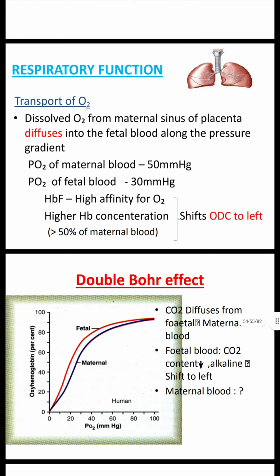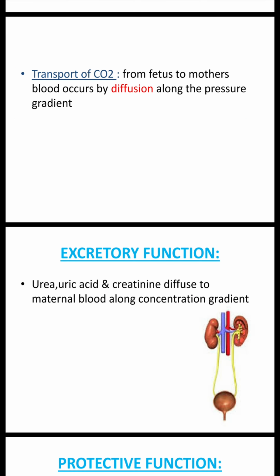Respiratory function, that is transport of O2. Dissolved O2 from the maternal sinus of the placenta diffuses into the fetal blood along the pressure gradient. The PO2 of maternal blood is 50 millimeters of mercury, whereas that of fetal blood is 30 millimeters of mercury, and the hemoglobin of the fetus has a high affinity for O2. That is, the oxygen dissociation curve shifts to the left due to its higher binding capacity. The transport of CO2 from fetus to mother's blood occurs by diffusion along the pressure gradient.